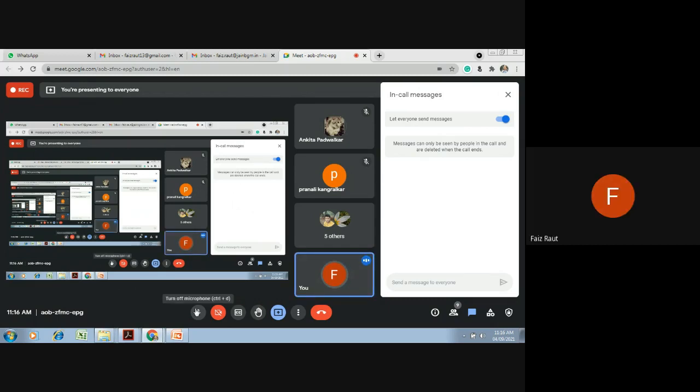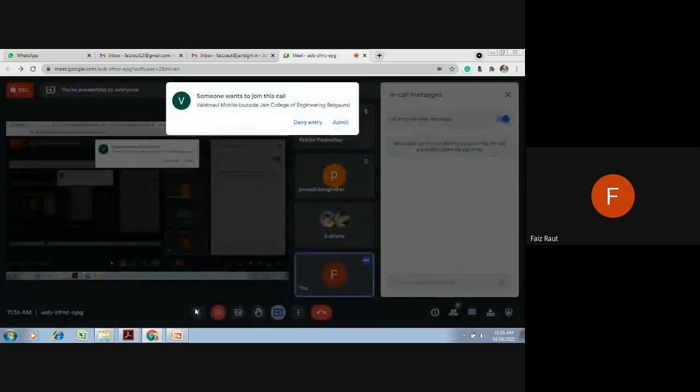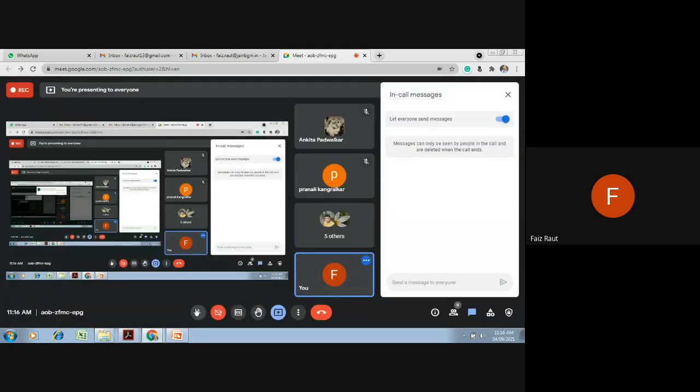Okay, so we started with the sixth module in the last class. The sixth module is about the incorporation of a company: how to form a company, what the different types of company are, how to form those different types, and which company will be beneficial for you.